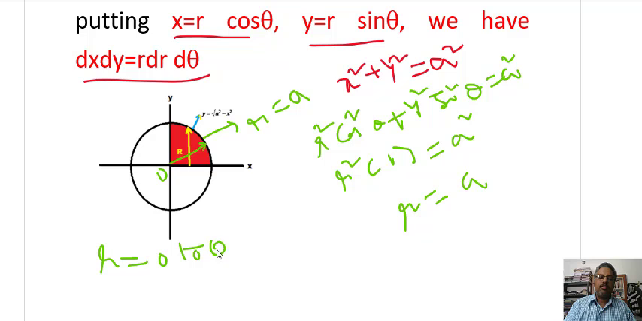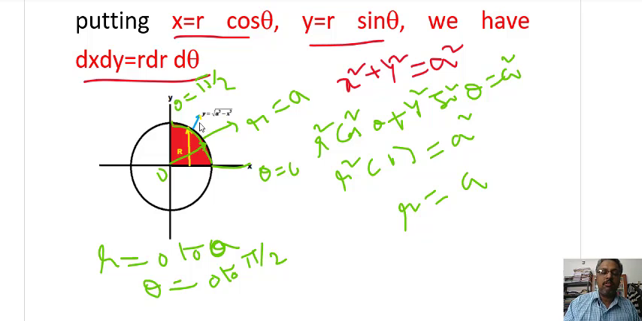Theta goes from 0 up to this angle. The radius vector moves along this curve up to this point only. Here theta is pi by 2, that is 90 degrees. So theta varies from 0 to pi by 2.